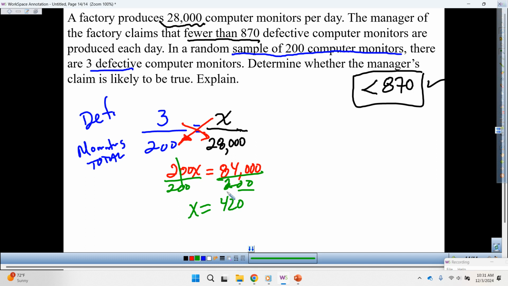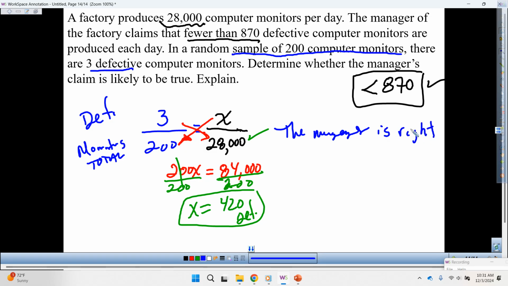420? 420 defective. Out of how many? 28,000. What was the claim of the manager, guys? What was his claim? Less than 870, so is he right? So what would be a conclusion that you would write? The manager is right. Thank you. Yeah, and if you just want to refer to this, 420 is less than 870.